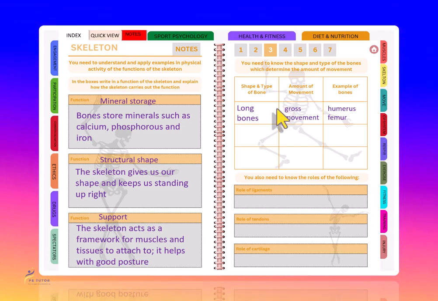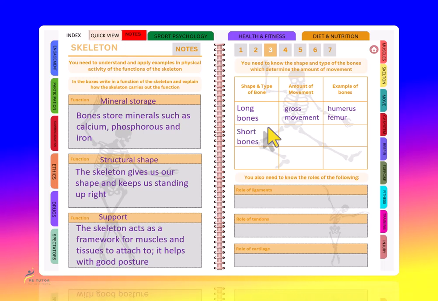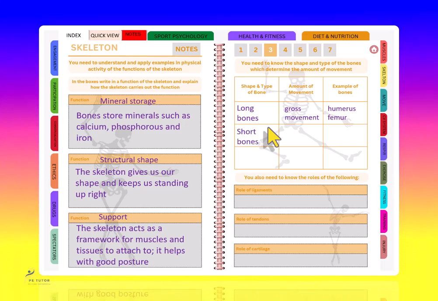Then if we go to the other end, we've got our short bones, and you remember from a previous video I talked about the names of the short bones. So these are the bones that we find in our hands and our feet, and they're responsible for precision, accuracy type movements, and we refer to those movements as fine movements.